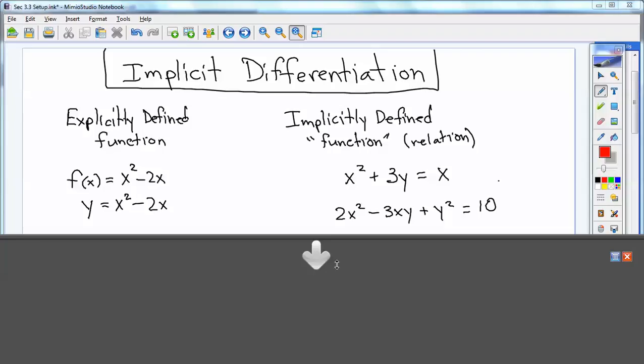Now, maybe we can get the y by itself, like the first example I have here. But it's possible, like the second one over there on the right, that you can't get the y by itself, no matter how hard you try. This is actually a hyperbola, kind of a tilted, slanted hyperbola. And it's not a function, and no matter how hard you try, you cannot get the y by itself.